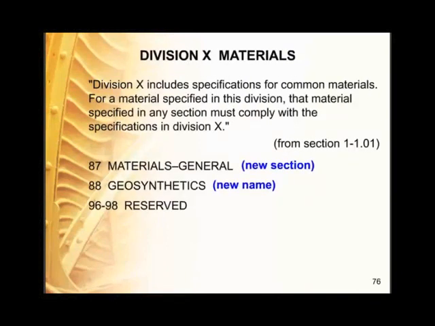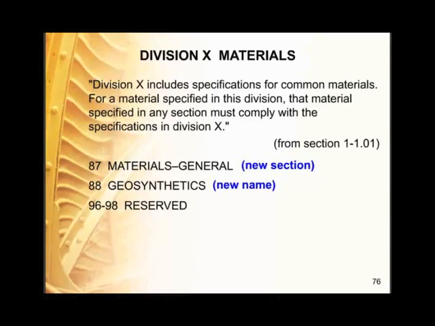Division 10 is materials. Division 10 includes specifications for common materials. For material specified in this division, that material specified in any section must comply with the specifications in Division 10. And what this means is when we talk about concrete through all the different sections, we're not going to say concrete must comply with Section 90. We have a concrete section, Section 90. So every time we mention concrete, it goes to Section 90. We say minor concrete, it goes to Section 90. So Section 90 is our concrete specification.